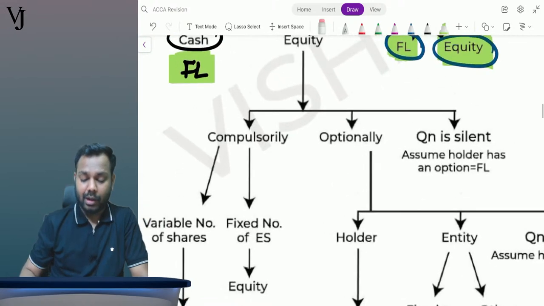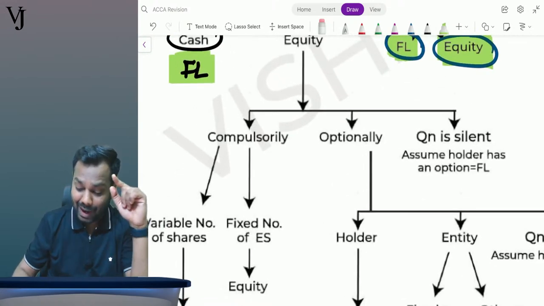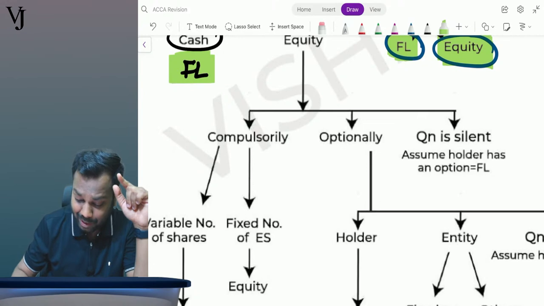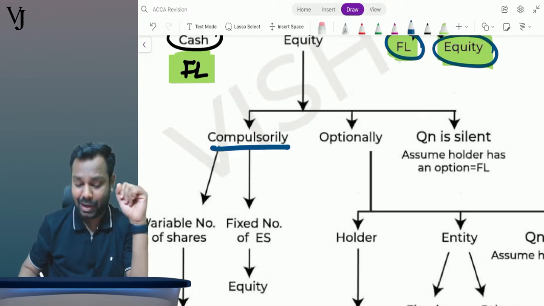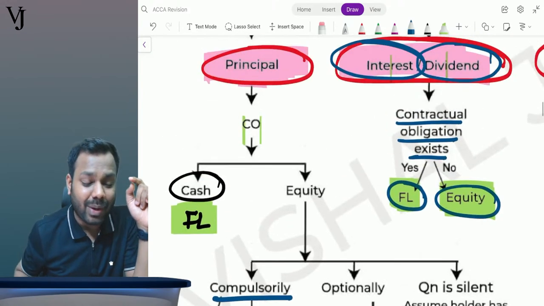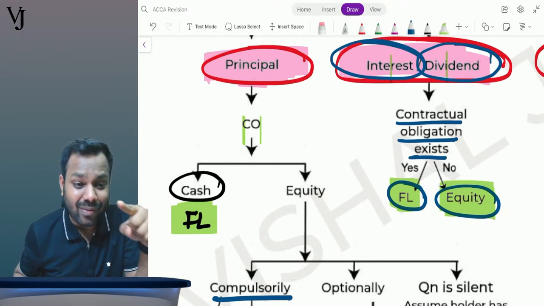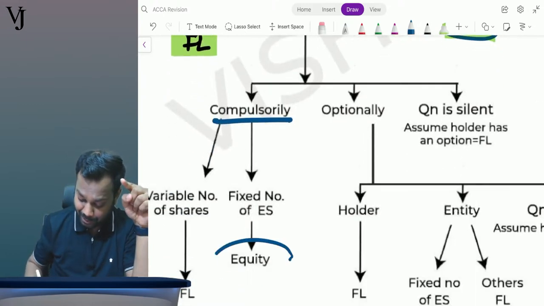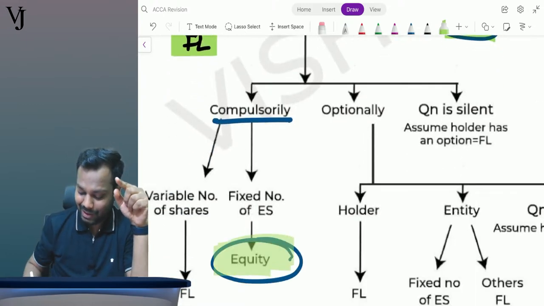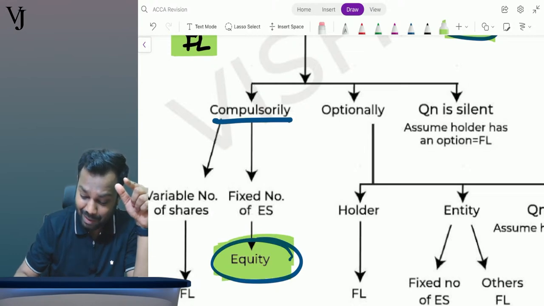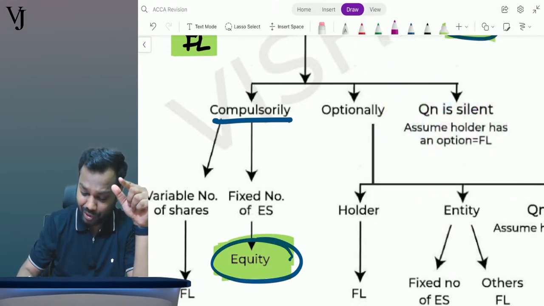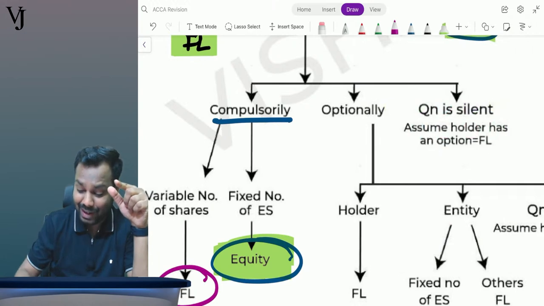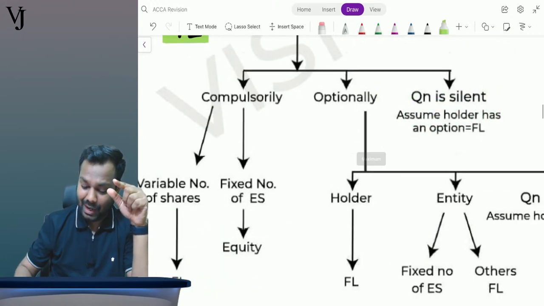then you have to assess these parameters. Is it convertible to equity, and is it compulsorily convertible? Understand, compulsorily convertible. If it is compulsorily convertible into a fixed number of shares, it is equity. Whenever there is a variable number of equity shares, it is called a financial liability.